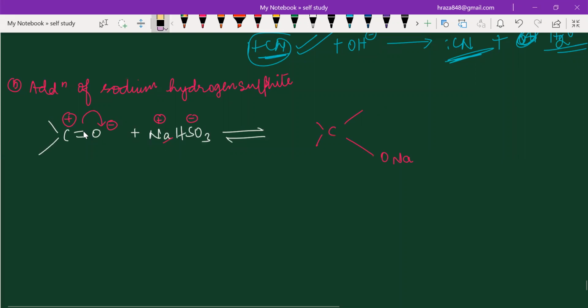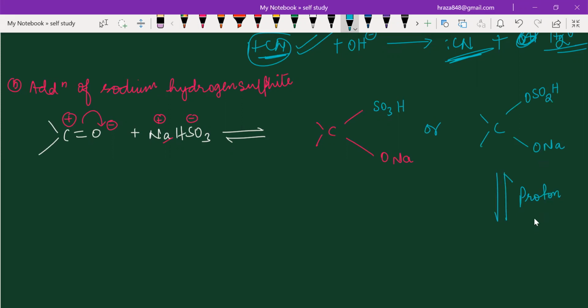So what will happen? See, like this, and then O negative will have this, O negative will have this Na plus, and then you can see another carbon will be bonded with SO3H, or in some books it will be written as OSO2H, both are the same, and then ONa. And after getting this, you can do the proton transfer. Do you know what proton transfer is? It's very easy to understand.